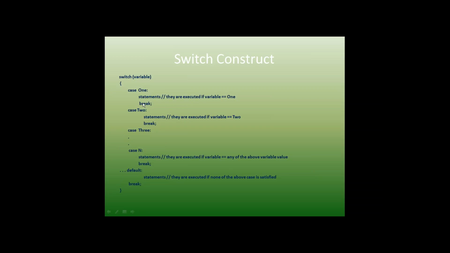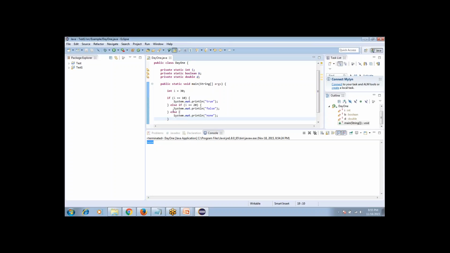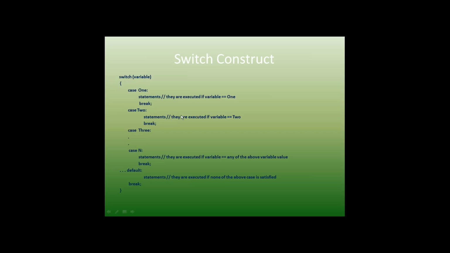Forget about this break, I will come back to it. Then if the case is 2, if the value of the variable is 2, then execute this statement. Similarly, it can go to case n. And at the end, we have this else. If none of the conditions is true, then go for this value. Similarly, if none of the cases is true, then it should execute the default statement.